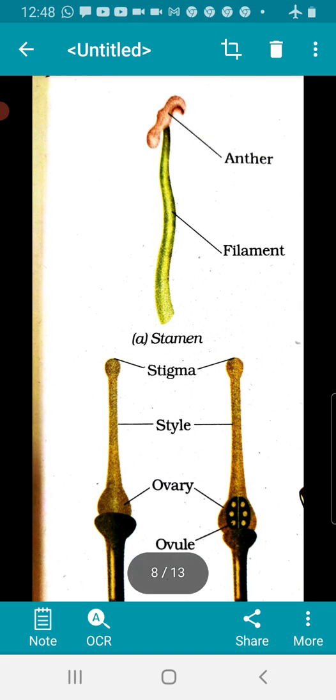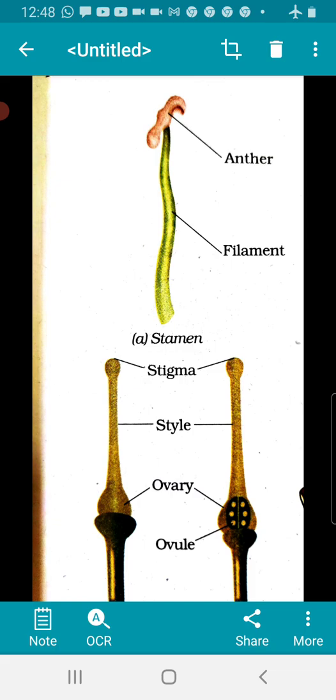Now if you see the stamen, the main parts are anther and filament. The anther produces pollen grains. Now if you see the pistil, it has ovules; inside the ovary, the bead-like structures are there, which are called ovules. The long portion is called the style and the tip of the pistil is called the stigma.